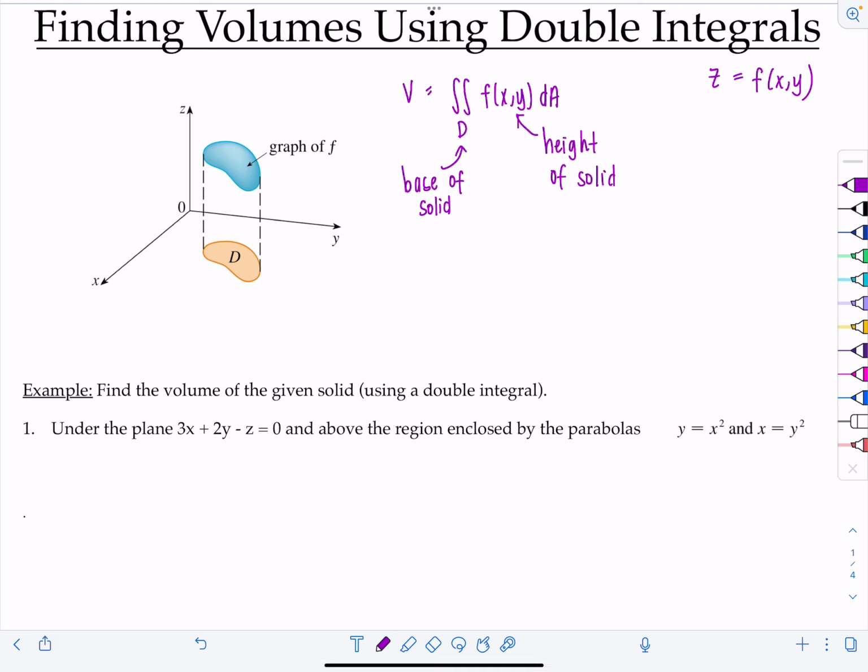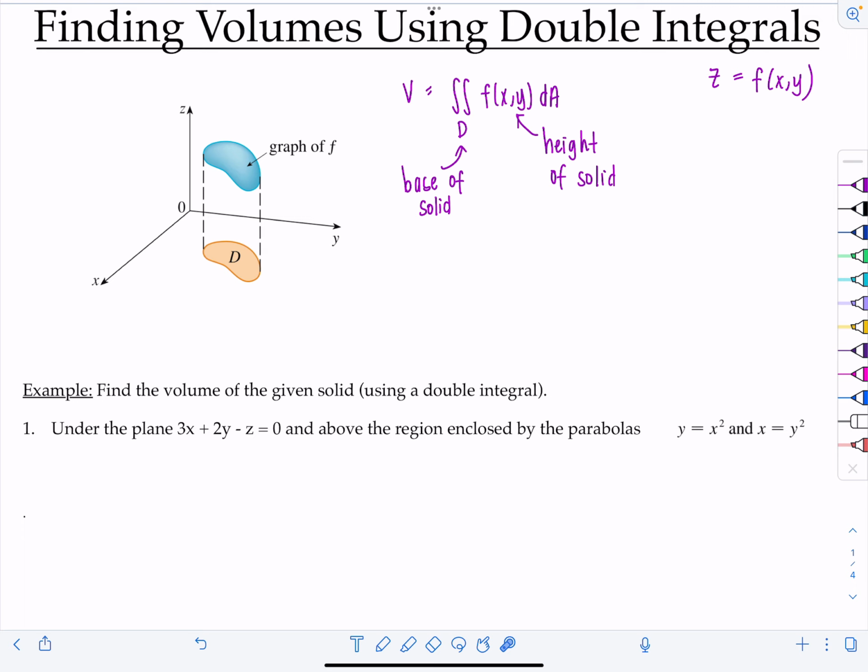Notice here in the graph that's shown, we have the base in the xy plane. It's going to be a general region, not just some plain old rectangle. And then the function also has to be given to you. Typically we work with the function of x and y, so we can isolate z. That will give you the height of the solid. And then here is your three-dimensional solid whose volume we're going to compute with this integral.